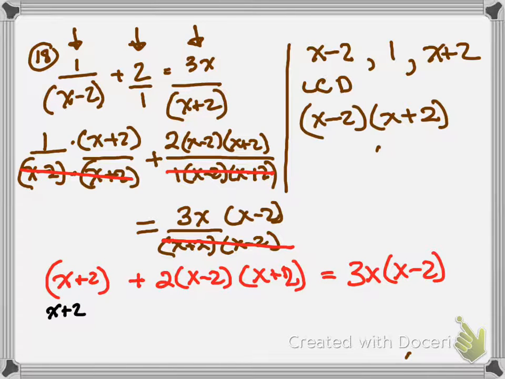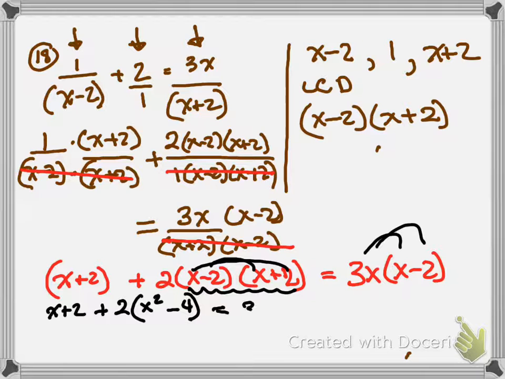So I've got x plus 2 plus, I'm going to expand out the x minus 2 and the x plus 2. I'll end up with x squared minus 4. My inside and outside terms, the negative 2x and the positive 2x will cancel out. And over on the right, I have 3x squared minus 6x. And then I'll do a little distributing, and I'm going to move everything to one side of the equation.